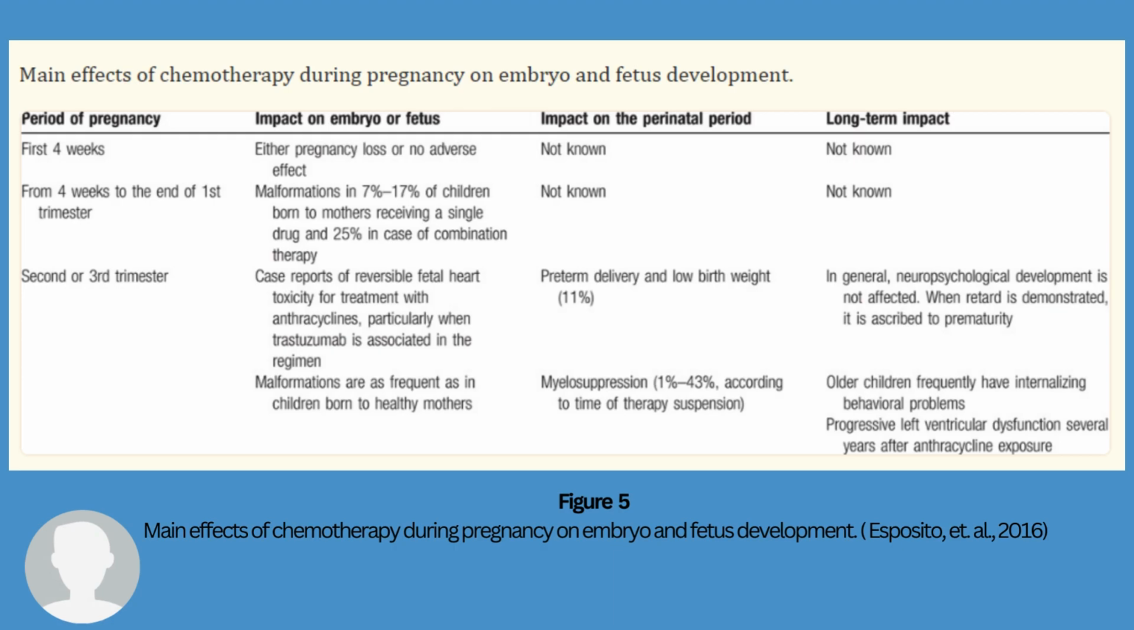The only dosage that poses risk and might result in pregnancy termination is during the gestational stage of conception. Malformation occurs in 7 to 70% of children born to mothers receiving a single drug and 25% in cases of combination therapy. Second or third trimester has case reports of reversible fetal heart toxicity for treatment with anthracyclines, particularly when trastuzumab is associated in the regimen. Malformations are as frequent in children born to healthy mothers.